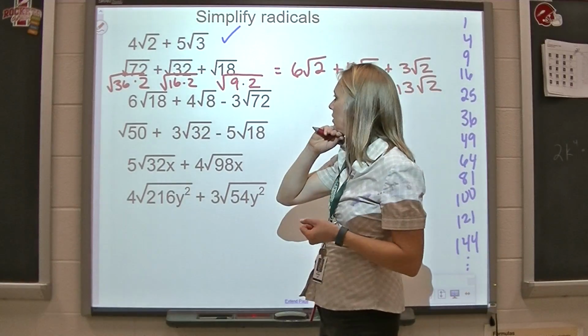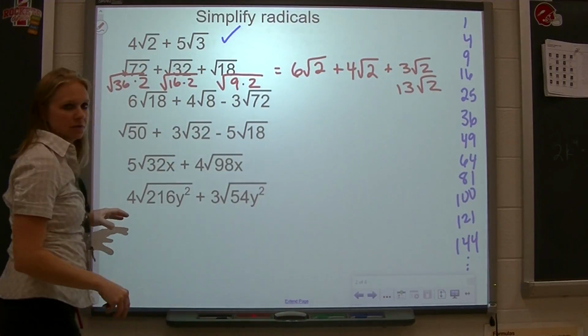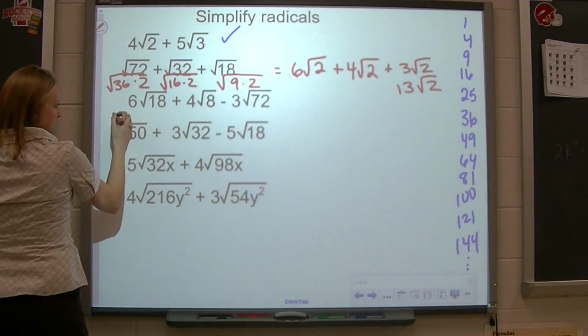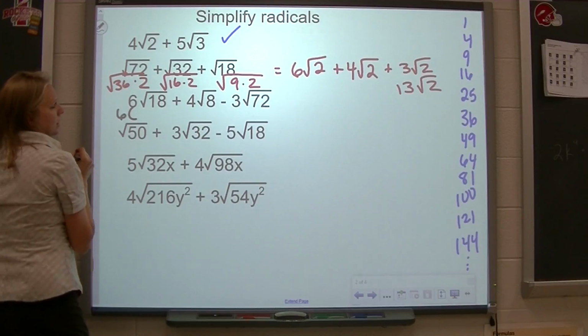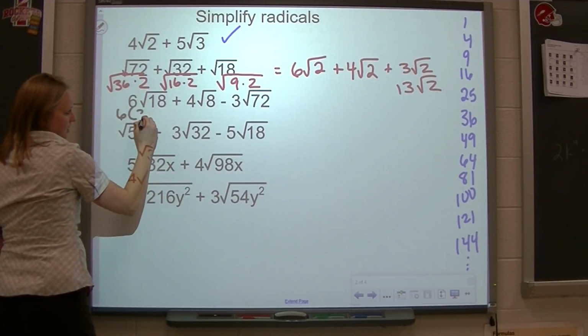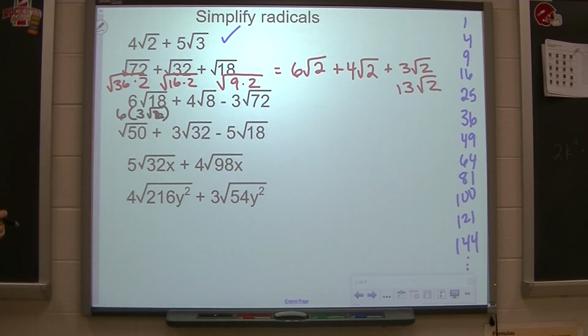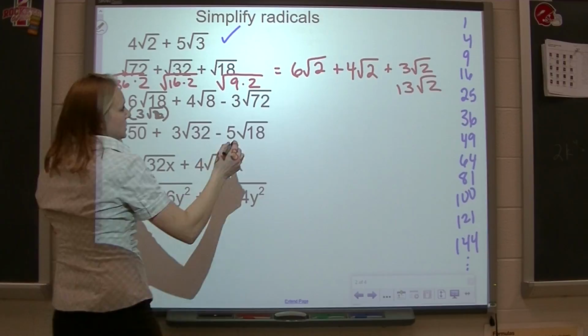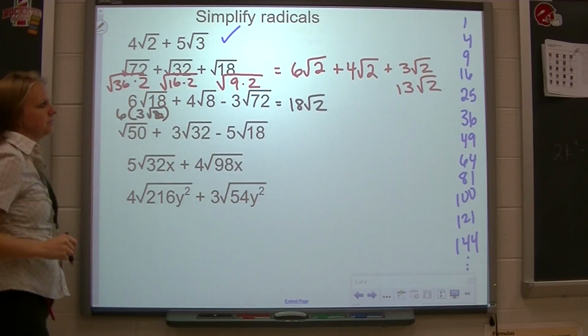Now we already know that 18 can get broken down into 9 times 2. So what do we do when there's a 6 out in front of it? Well, the square root of 18 simplified to 3 radical 2, so it's basically 6 times 3 square root of 2. So when we do that, like last lesson, we can only multiply the coefficients, not what's underneath the radical. So it's 6 times 3, which is 18 square root of 2. So that's how that breaks down.